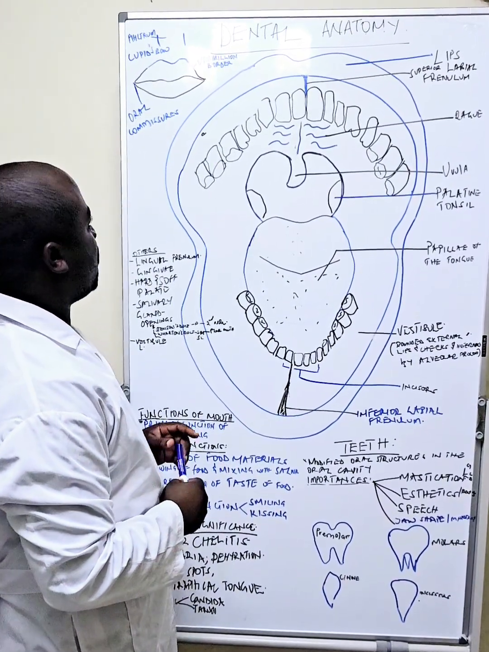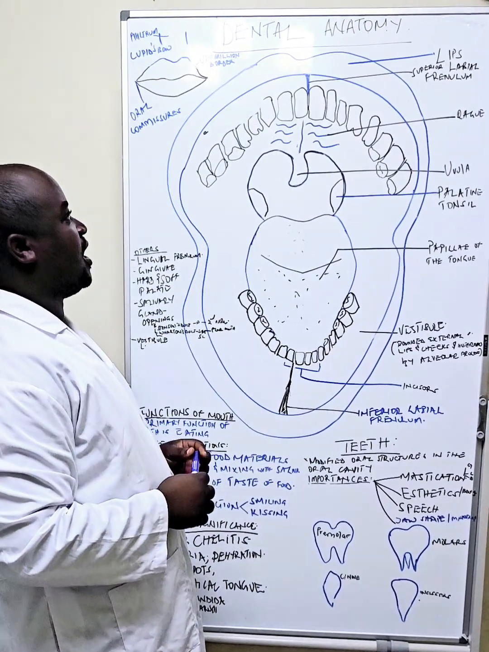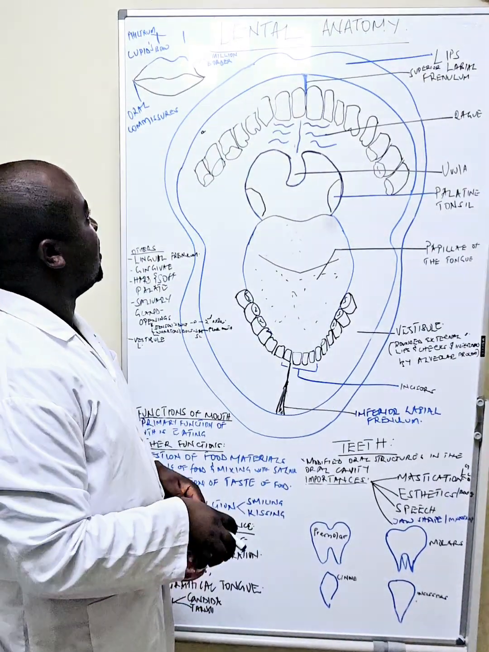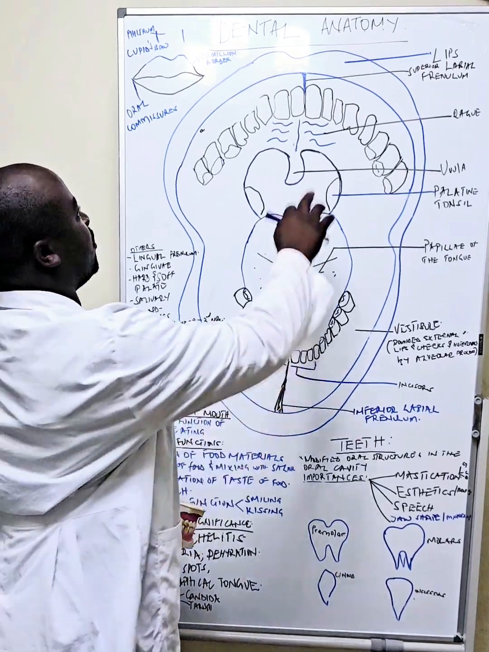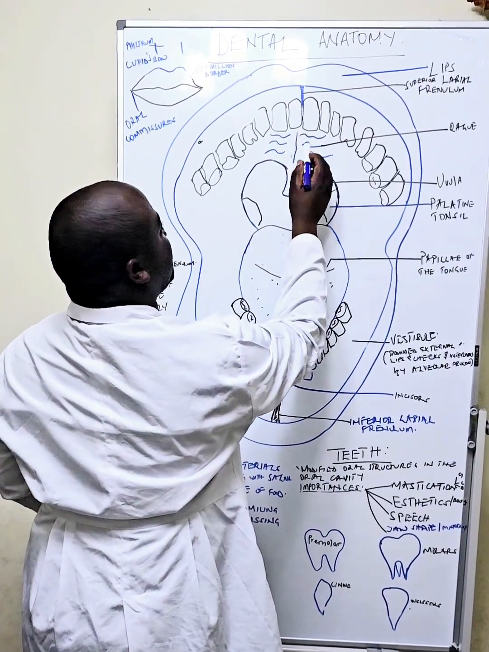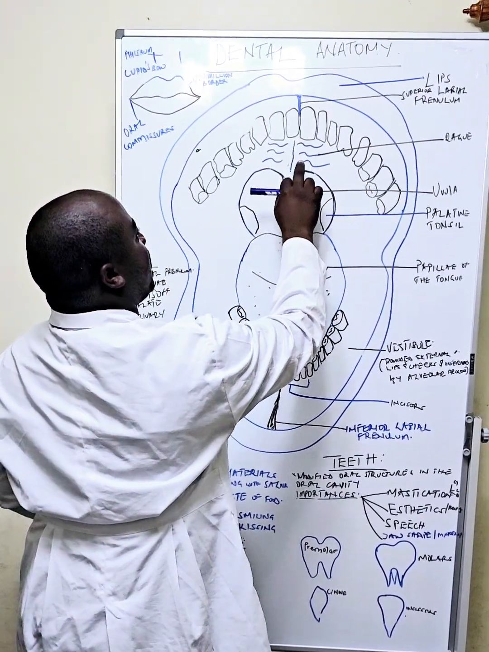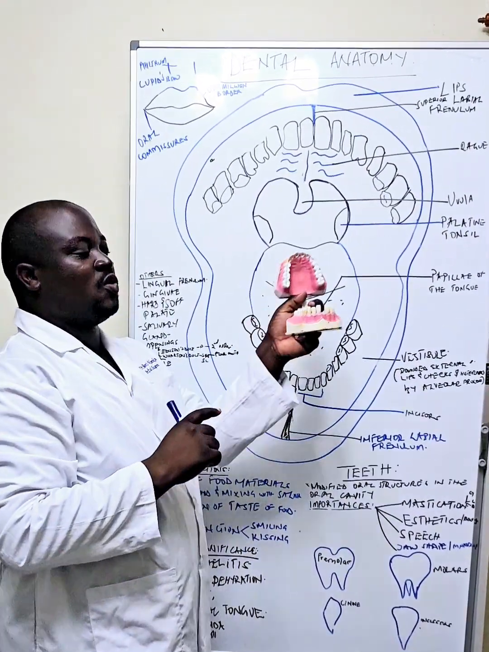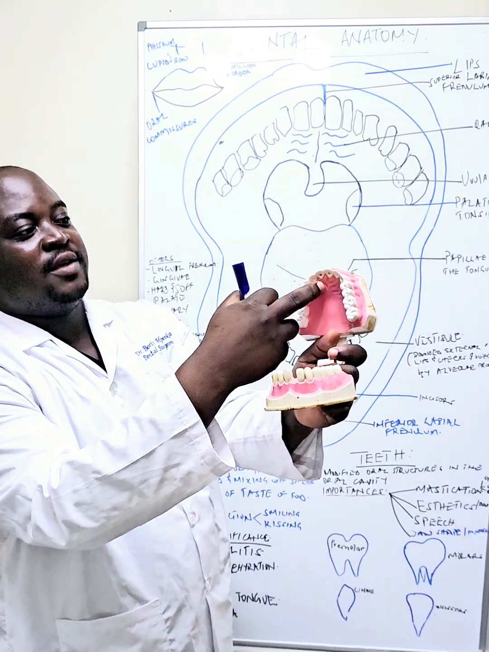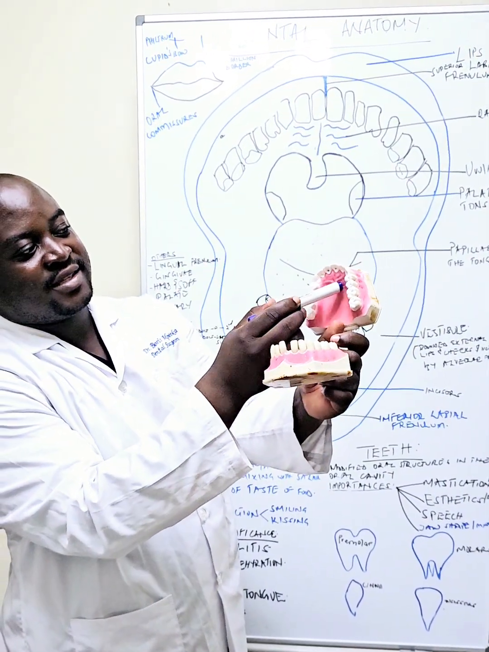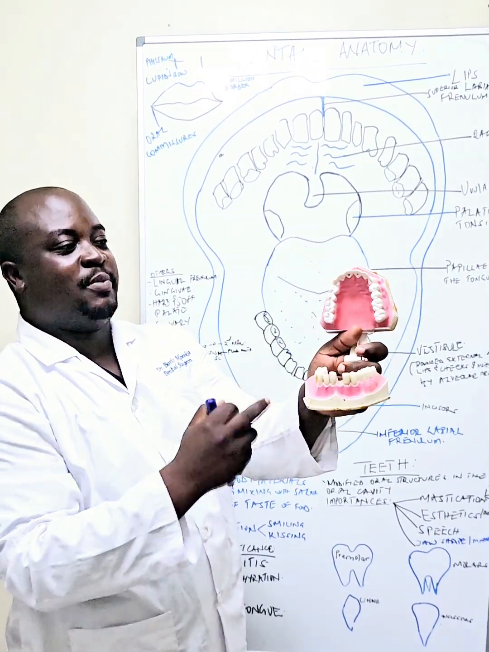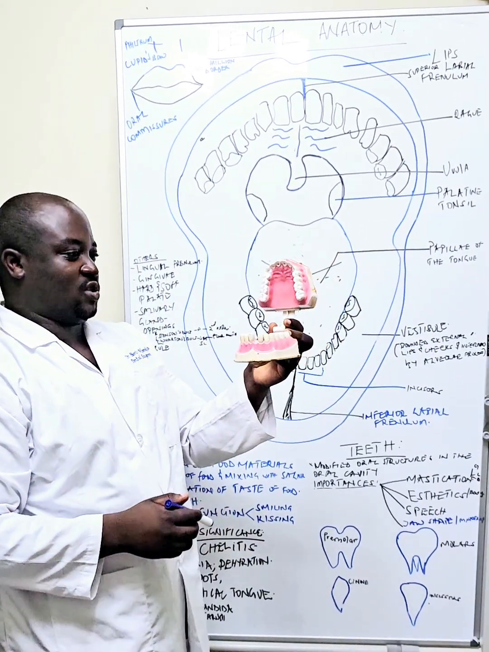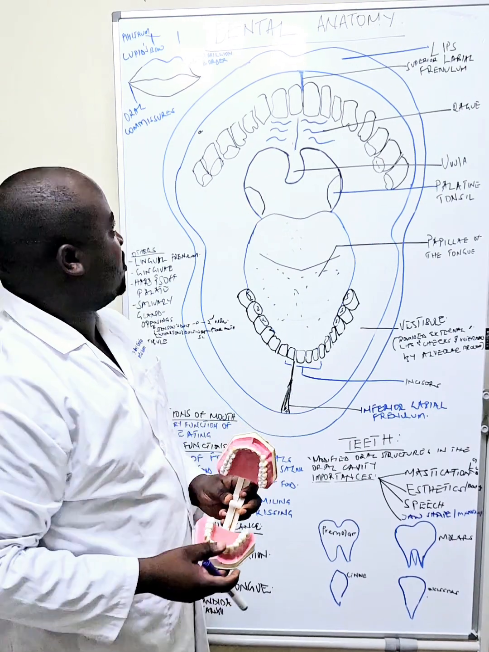We also have the palate. The palate, we can have hard palate and soft palate. The hard palate is towards the lips here, and we have rugae, which are those foldings. When you look at my model here, these lines here are made by rugae, and rugae are very important, as we shall be seeing in the next videos.